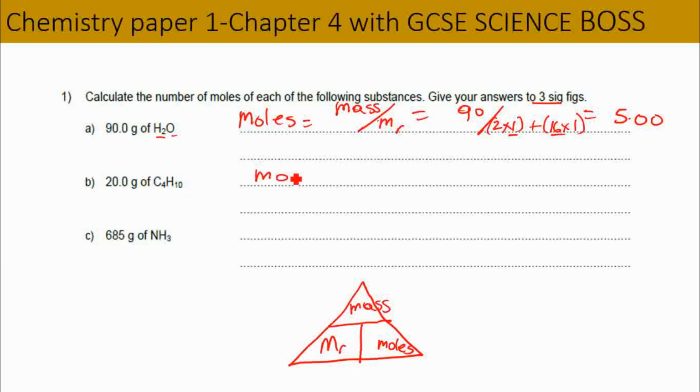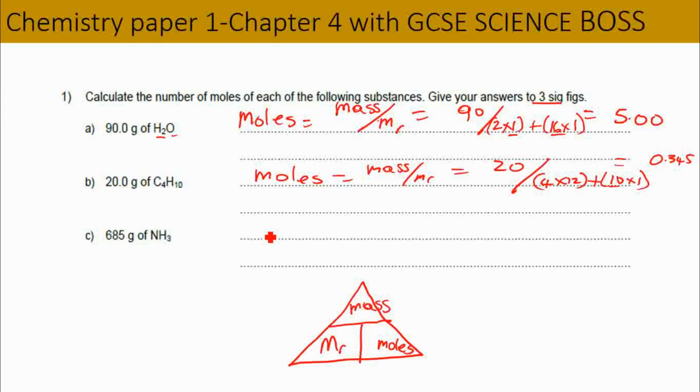Okay, good. Next up, calculate the number of moles here. Again, we know the equation: mass divided by MR, so it's going to be 20 divided by 4, as I have 4 carbon there, times 12, which I'm getting from the periodic table, plus 10, as I have 10 hydrogen there, times 1, which I'm getting from the periodic table. If you've done that correctly, that should give you 0.345 moles.